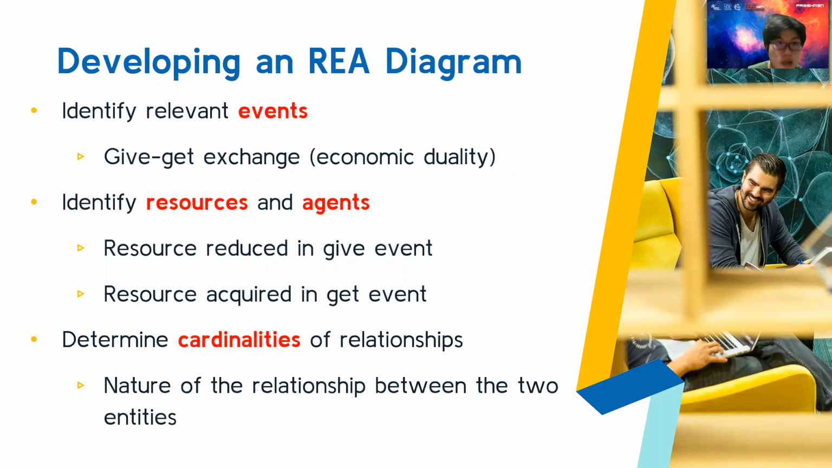Developing a REA diagram. Identify relevant events: give and get, the exchange, economic duality. Identify resources and agents. A resource is reduced in the give event, and a resource is acquired in the get event. Determine cardinalities of relationships, the nature of the relationship between the two entities. The uniqueness of an REA diagram is that each organization has its own REA diagram.